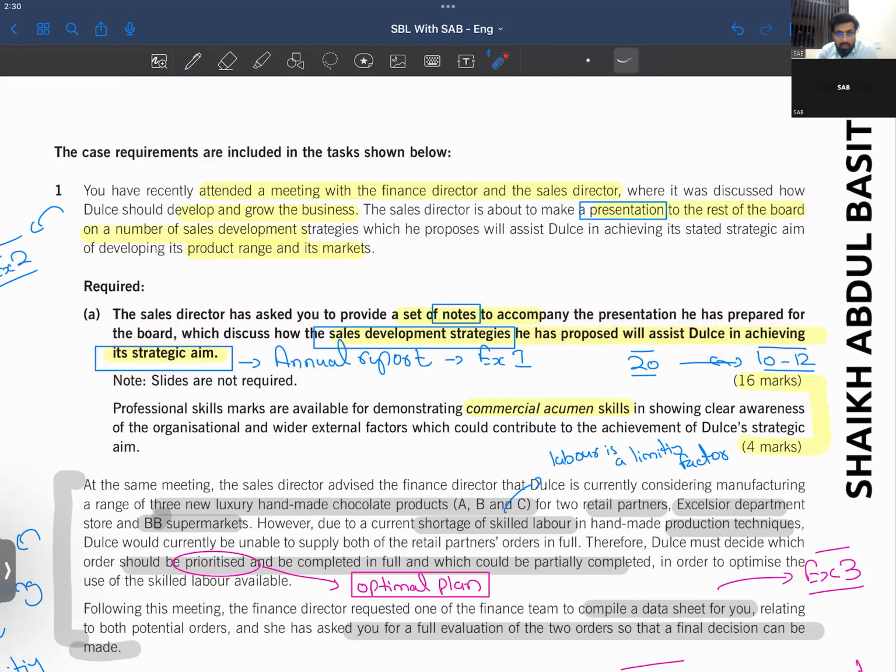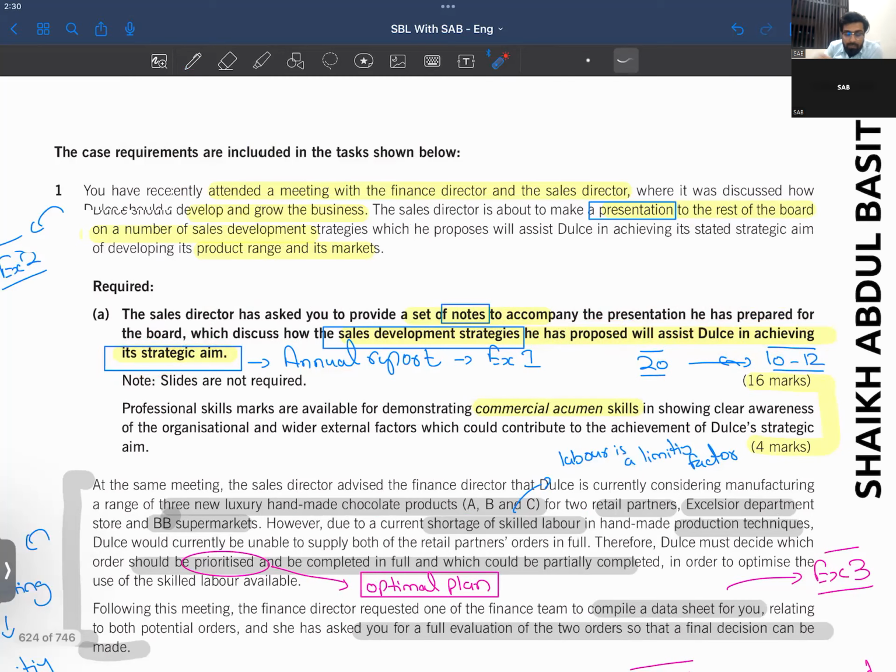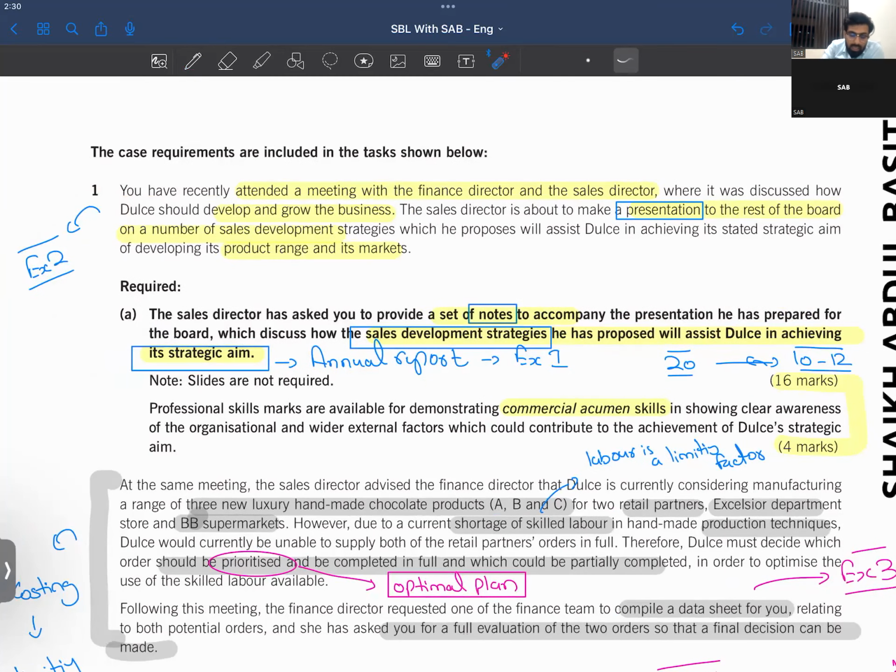So those students who know my way of teaching, in the past papers we attempted, I always told you to allocate the exhibits to the requirement. So here, the allocated exhibit is exhibit 2. Guys, I'm not attempting a past paper here. Don't expect that I'll be writing each and everything now. I have done these past papers multiple times in my previous recordings.